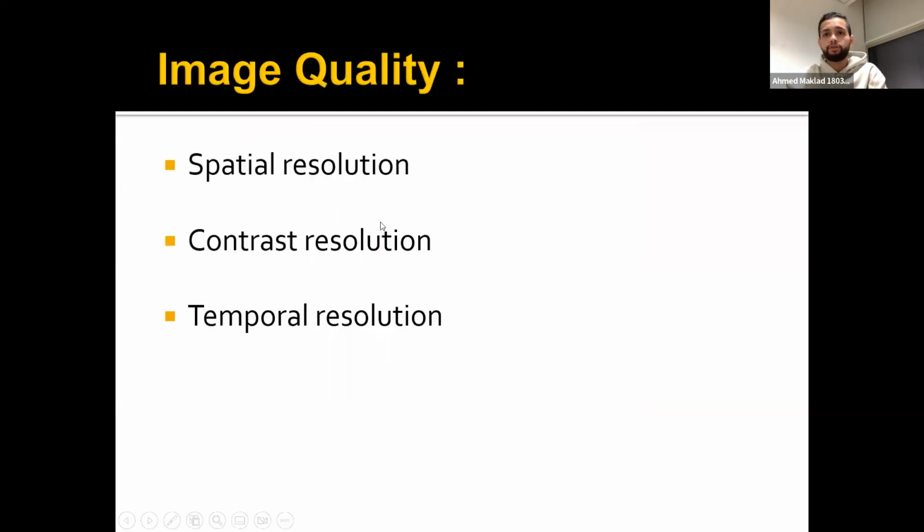All right, so for spatial resolution, contrast resolution, and temporal resolution, as I said, the temporal resolution is more important in fluoroscopies, like the barium swallow tests, where you want to visualize the patient as the patient is swallowing a contrast.